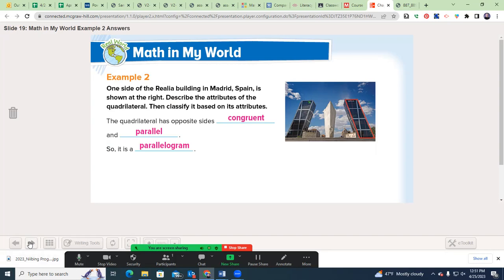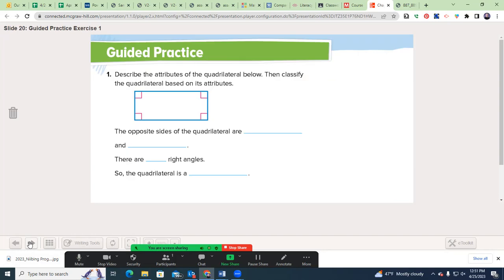Welcome back. Now we're on the guided practice. Going pretty fast today. There are two here. Describe the attributes of the quadrilateral below, then classify the quadrilateral based on its attributes.